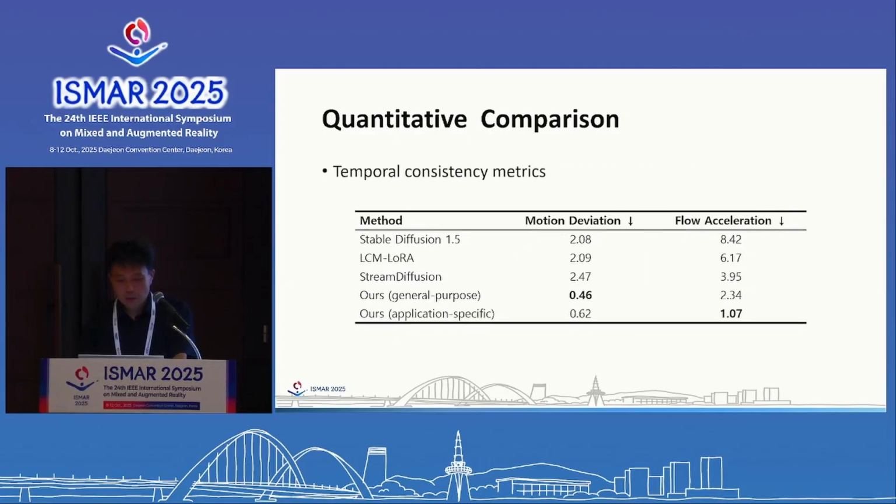Now let's see how this method performs on temporal consistency measured using our proposed metrics. Both metrics show dramatic improvement. This quantitatively confirms what we observed visually. Our approach eliminates the flickering that other methods suffer from.